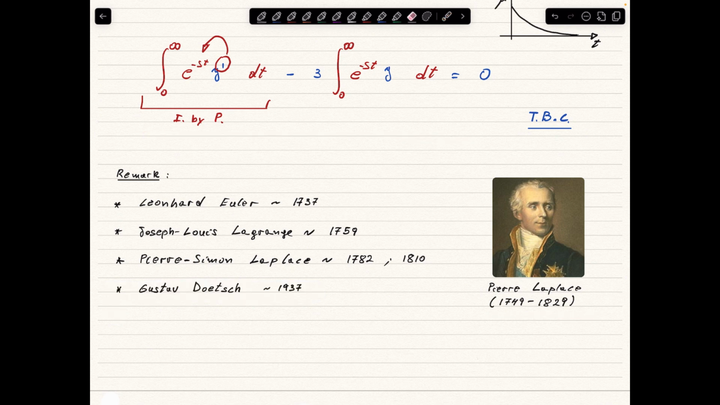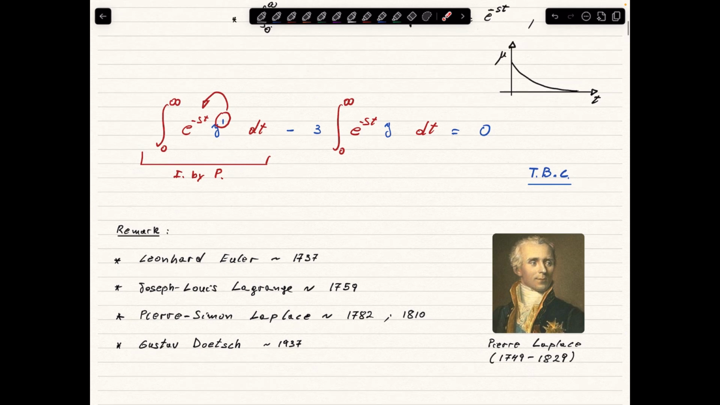But it was Gustav Doetsch in 1937, pretty recently, that uncovered again all these ideas and used them a lot in solving problems for springs and electric circuits in mechanical engineering and electrical engineering. And he popularized these methods a lot and introduced the notation we are going to use, that is used nowadays. So this is a little history of these ideas, and now we are going to go into the details, the definition and the properties of this type of operations.